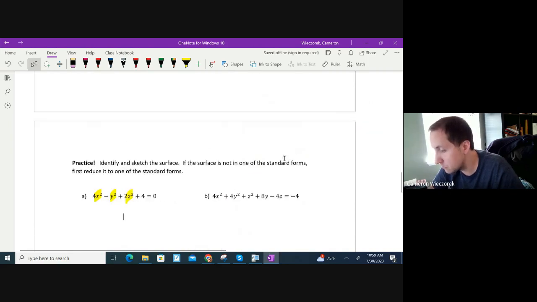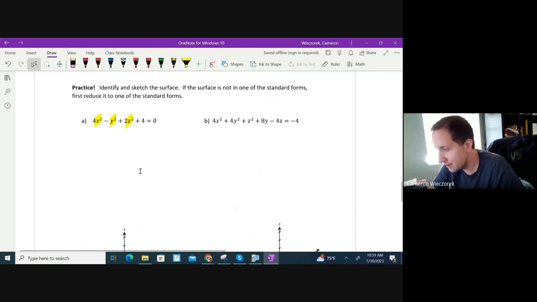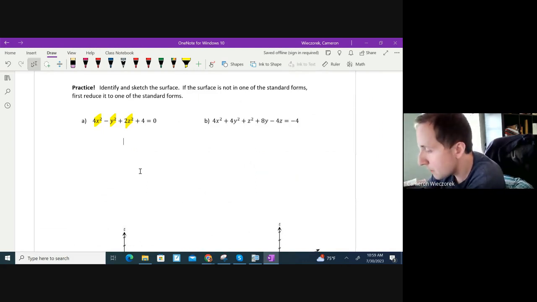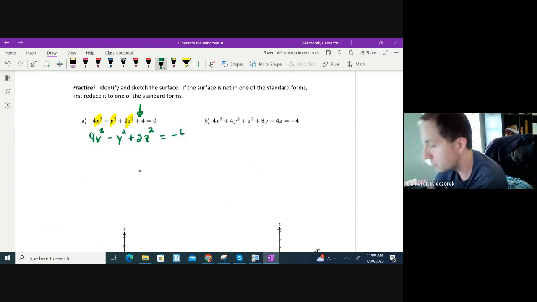I do see some negative signs and positive signs. I see mixed terms. So I know that it's not going to be an ellipsoid. So at this point, I'm down to either the cone or one of the hyperboloids. Probably not going to be the cone, because I'm not going to be able to get 0 on one side. This shift by 4 means that I'm probably going to have either a hyperboloid of one sheet or two sheets. So I'm going to start by moving that term over to the other side. Isolate my quadratic terms on one side, put -4 on the other side. Well, if it's a hyperboloid of one sheet or two sheets, I know that I'm going to want to get the number 1 on the right-hand side.